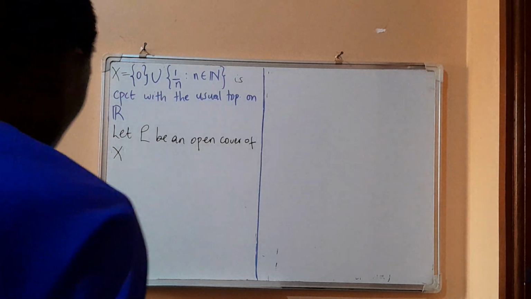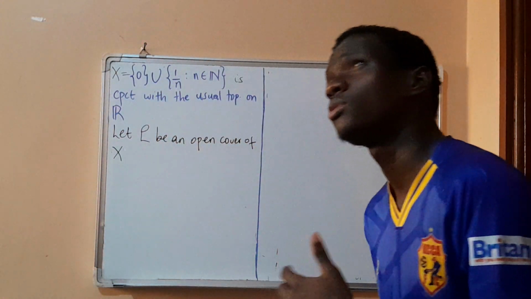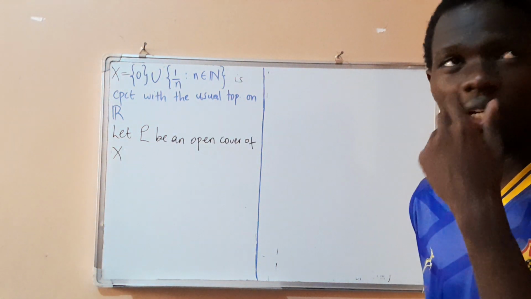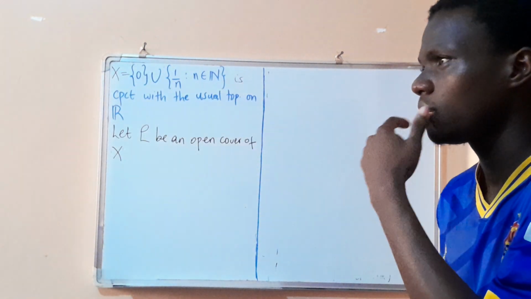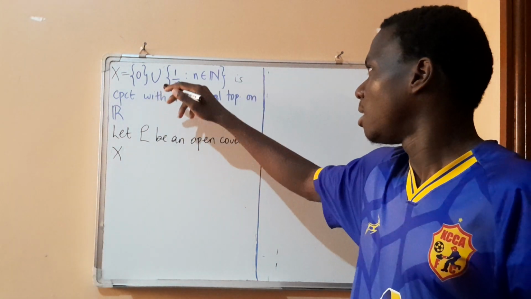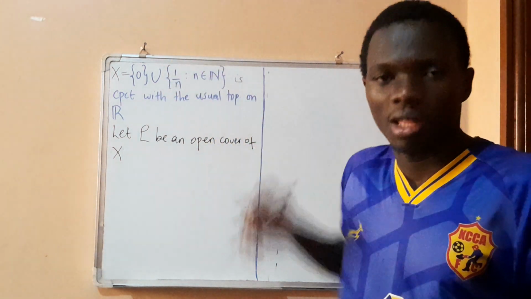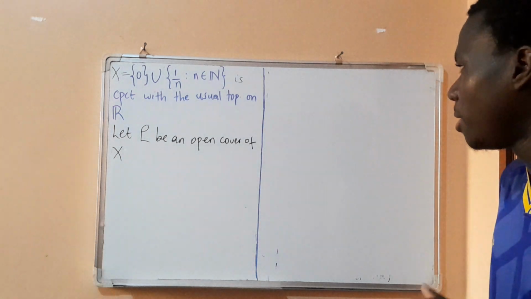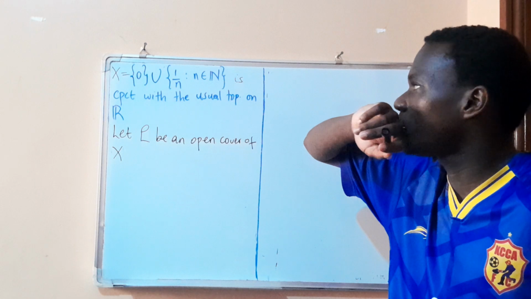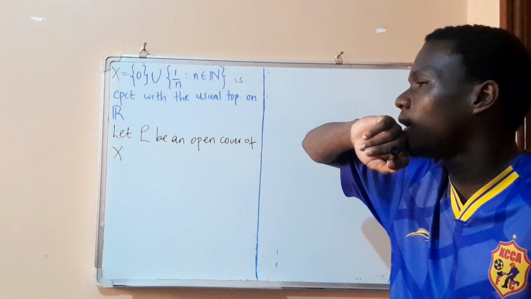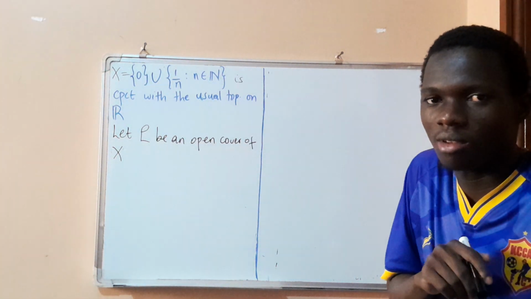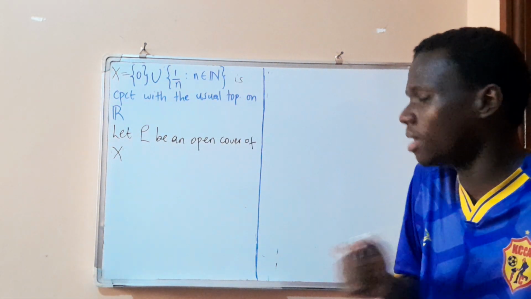We want to show that it's compact. That means we have to show that every open cover has a finite subcover. So how are we going to construct that finite subcover? We are going to construct it in such a way that it first covers the 0, then other elements will be covered later on. If this is an open cover of X, then there must exist a set which contains 0. So we have to first cover 0.